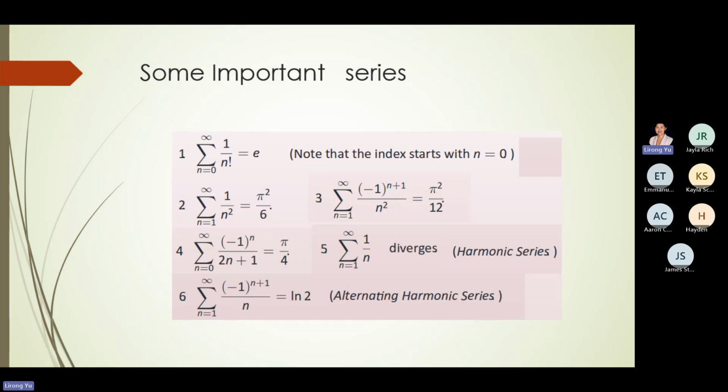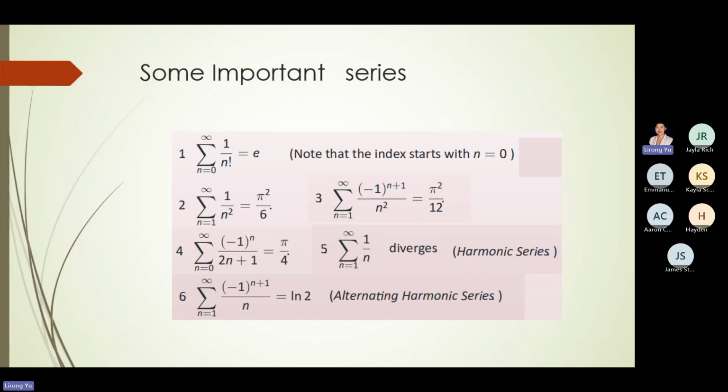And number 4, well, number 6 and number 4, they're related. Number 6 is the summation of the alternating harmonic series. So that's the one we mentioned earlier. And then the value of that summation is natural log of 2. All right, and number 6 is where we take out the odd number terms.